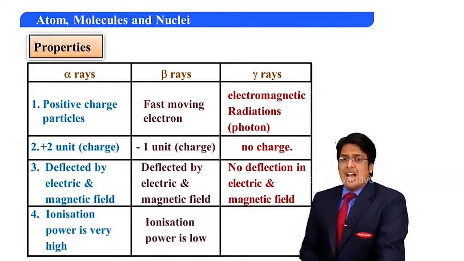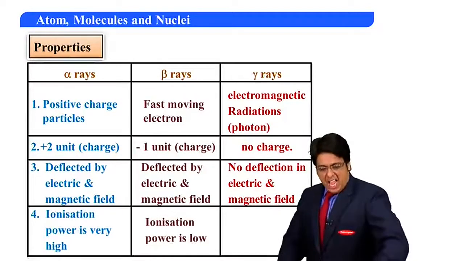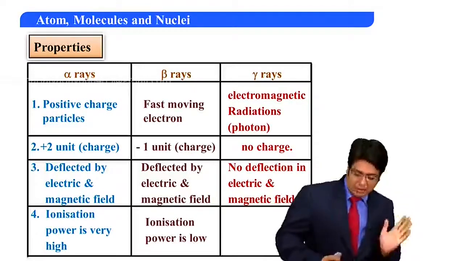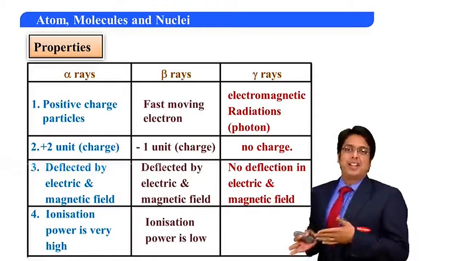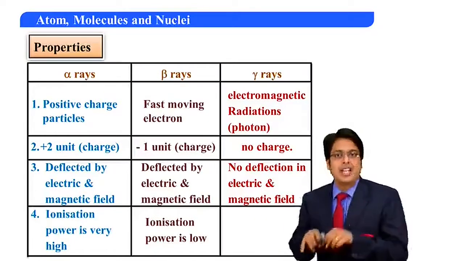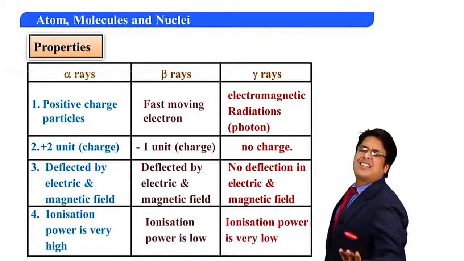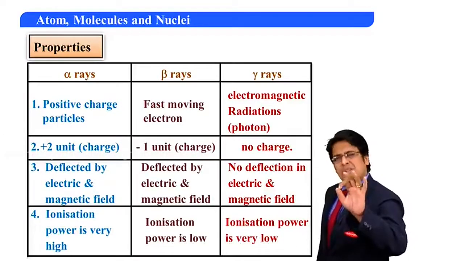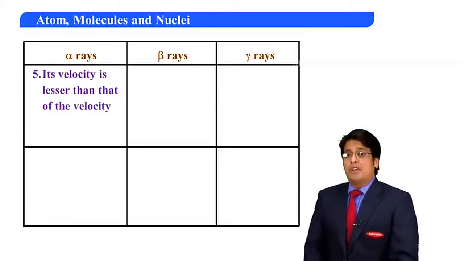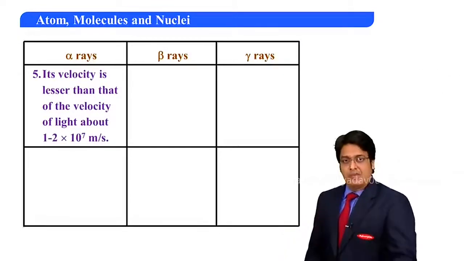Now, ionization power. What is ionization? Knocking off electrons. Alpha particles are heavy, so when they pass, they make sure electrons are taken out. Beta, on the other hand, is just a typical kind of person who walks around, and even if he tries to take something, nothing comes out of it. And that's where gamma rays come into place. They have very little ionizing power. Now about velocity: alpha's velocity is lesser, of course, since it is heavy.